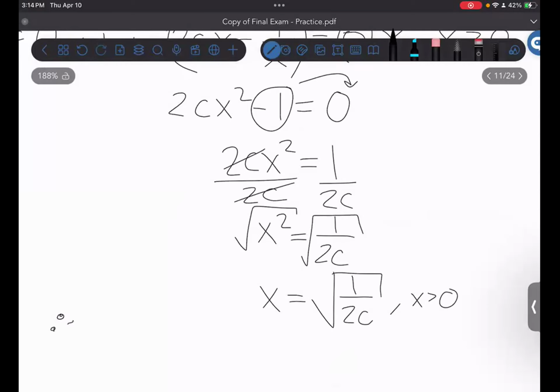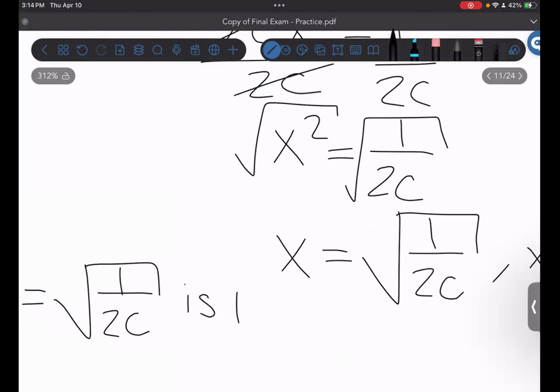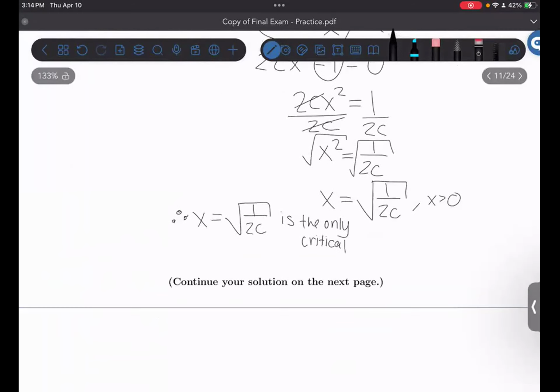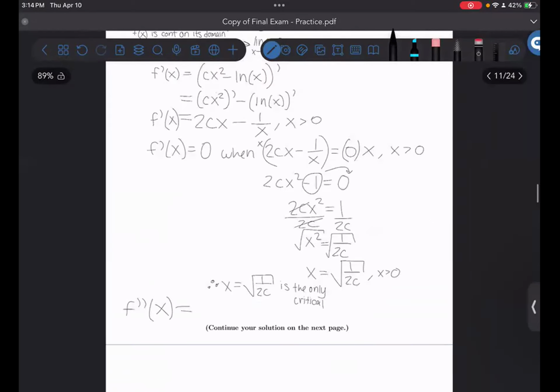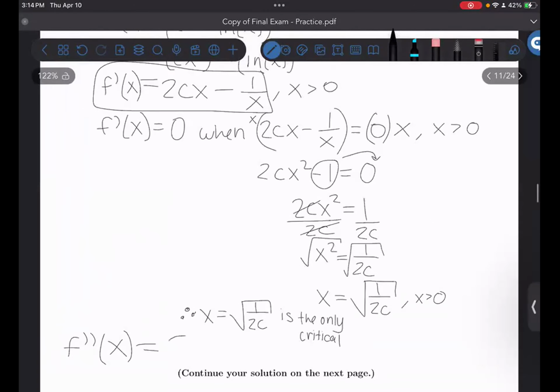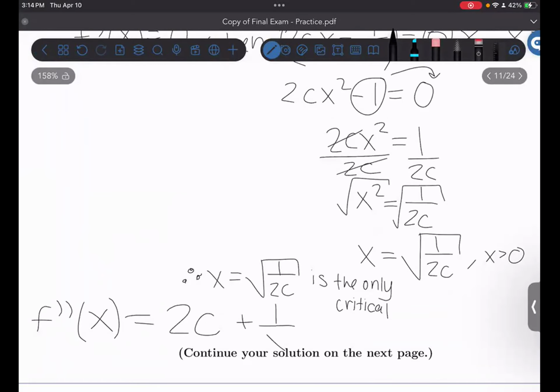Okay, so for now, this is the only critical point we've found. And I want to classify this guy. The easiest way to do it is to find the second derivative. All right. So my f prime prime of x equals, so we're finding the derivative of this guy, and that's just 2c plus 1 over x squared.